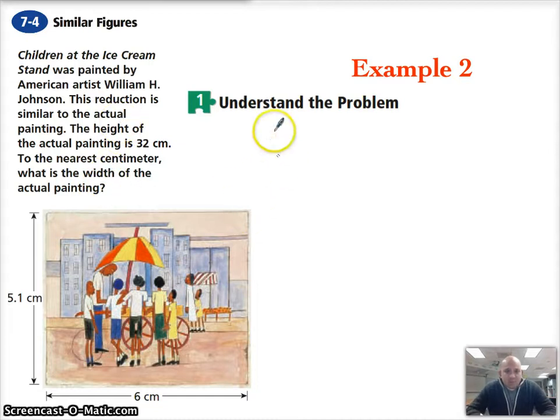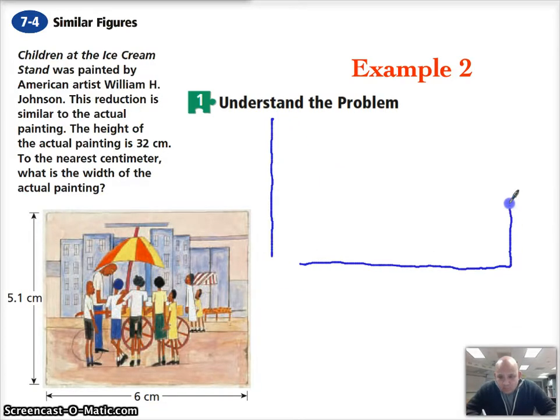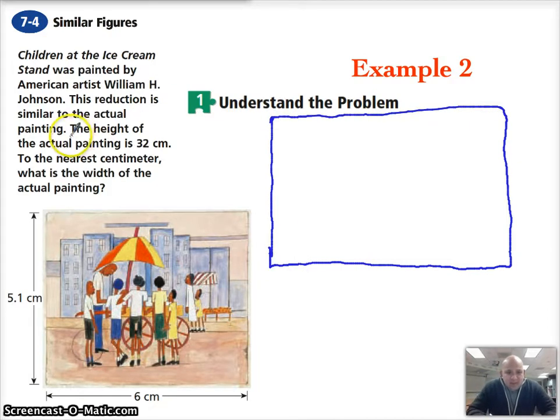Now, as we look, this is a rectangle. And we have to imagine that this is the actual size. It says the height of the actual painting is 32 centimeters. So the height of the actual painting is 32 as opposed to 5 1/10 centimeters. Now we've got to figure out what is the width. So we go ahead and set up the proportion.